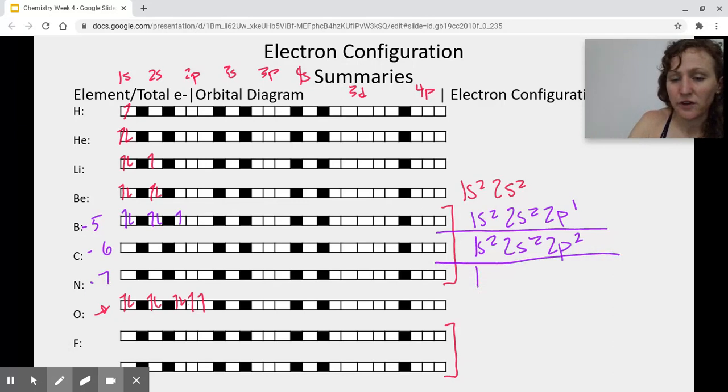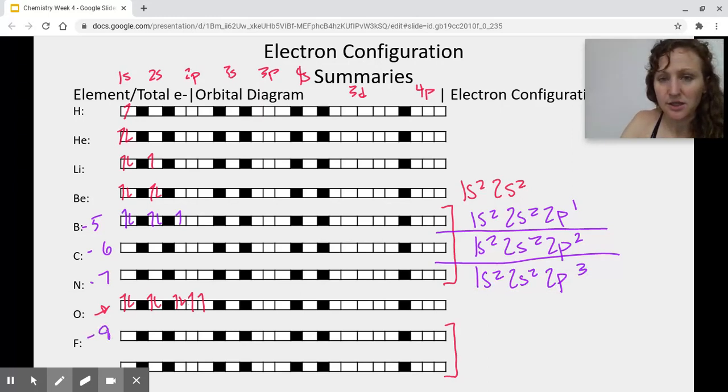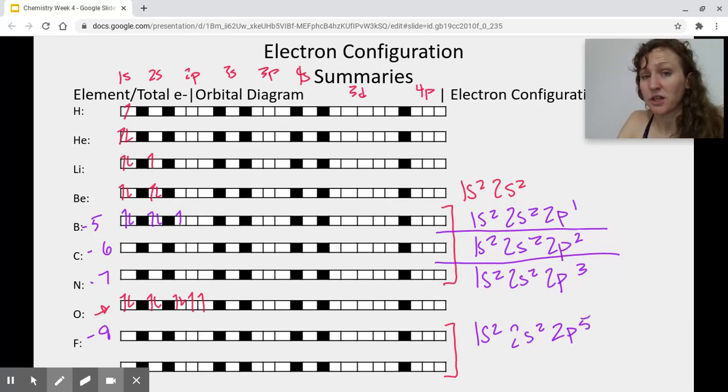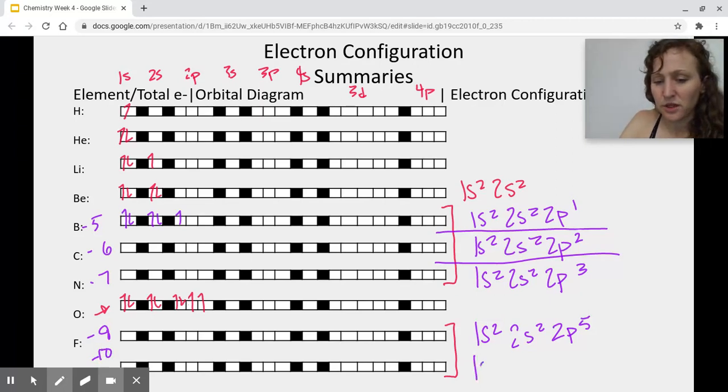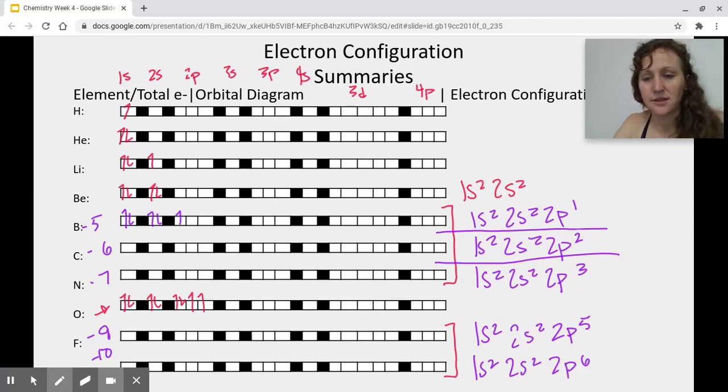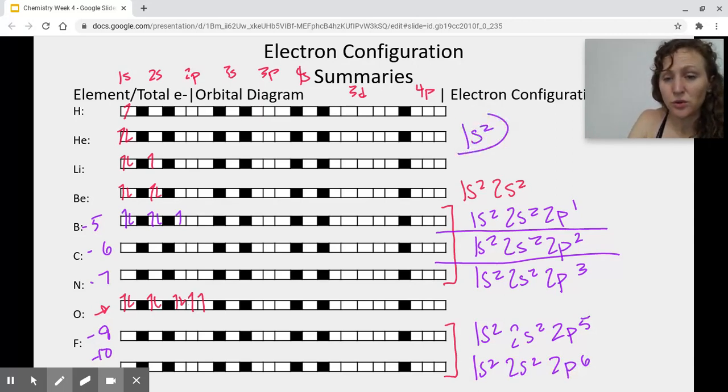Okay, nitrogen is 7. The electron configuration would be 1s2, 2s2, 2p3. Fluorine has 9 electrons, so its electron configuration is going to be 1s2, 2s2, 2p5, and then I run out of electrons. Neon has 10, 1s2, 2s2, 2p6.